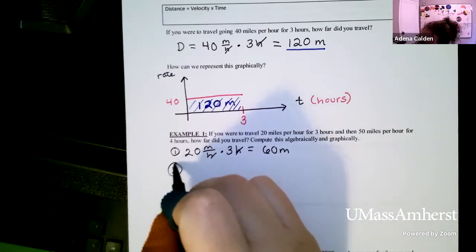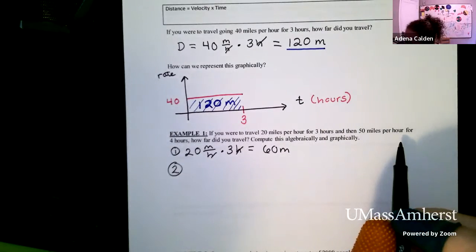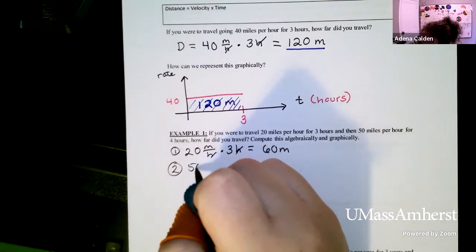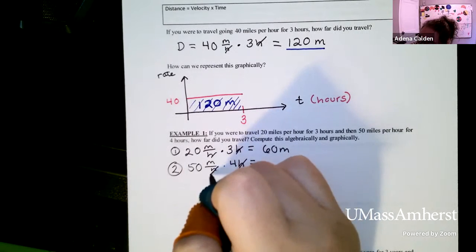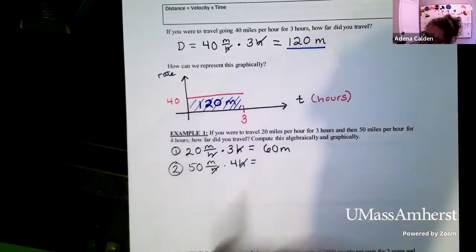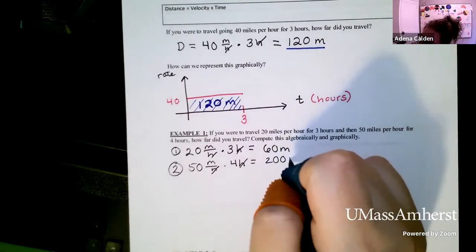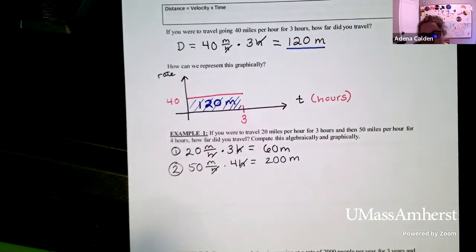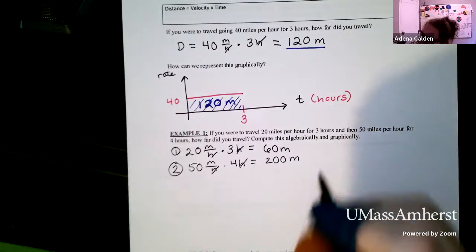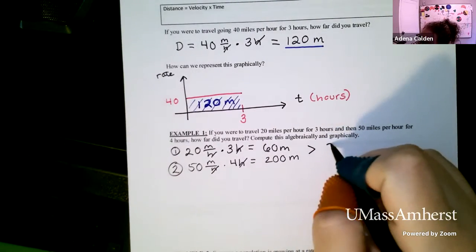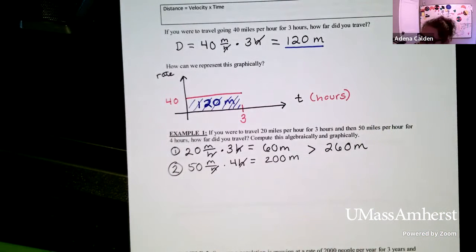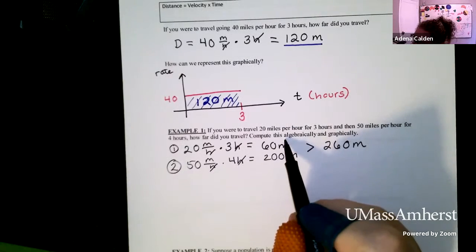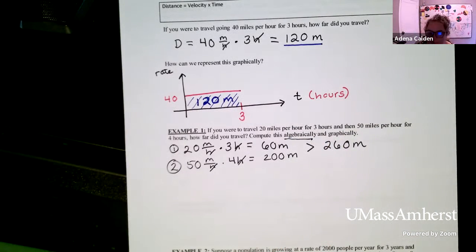For our second leg of the trip, we see that we're going 50 miles an hour for 4 hours. So we have 50 miles an hour for 4 hours. Again, the hours units are going to cancel. We multiply those together, and we get 200 miles for the second leg of the trip. So if we want to know how far we traveled in total, we would need to add those 2 together, and we get 260 miles. Okay, so that's like the first part. That's how we algebraically determine how far we traveled.